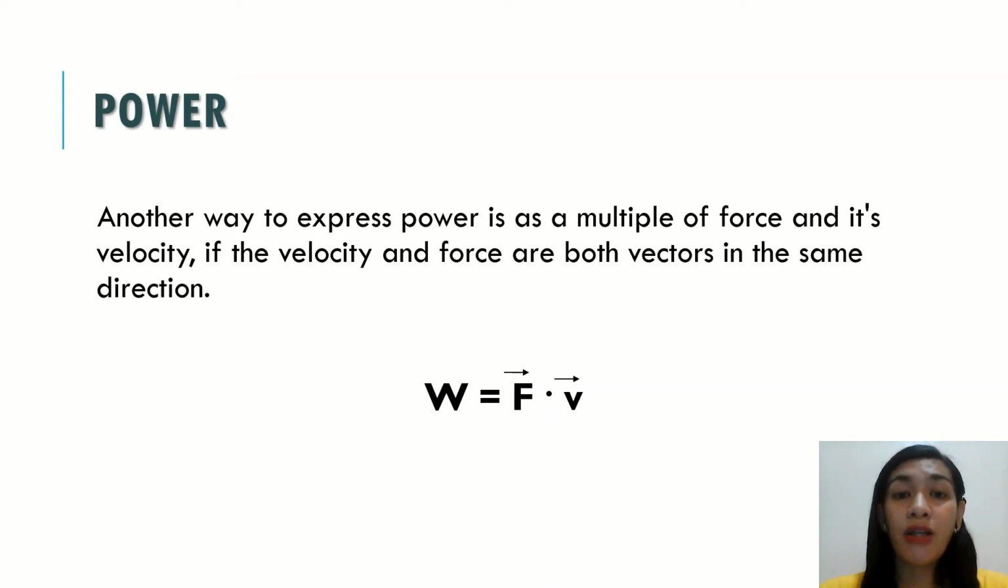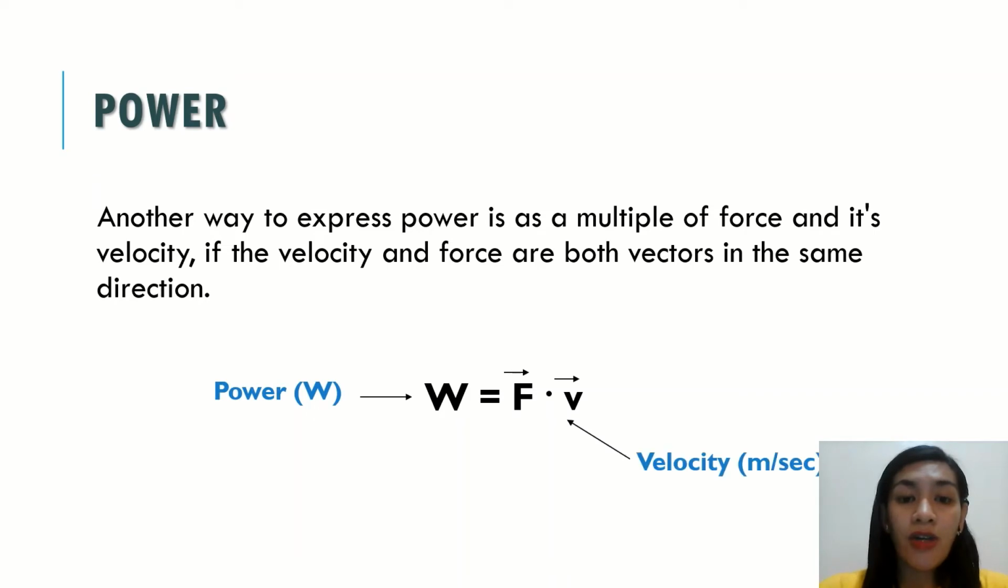Power can also be expressed in terms of velocity. From the definition of work, it could be expressed as a multiple of force and its velocity if the velocity and force are both vectors in the same direction. So you have here another formula. We simply multiply force multiplied by velocity. Our unit for your force is newtons, and for your velocity is meters per second.